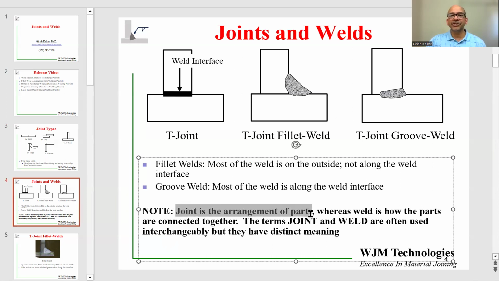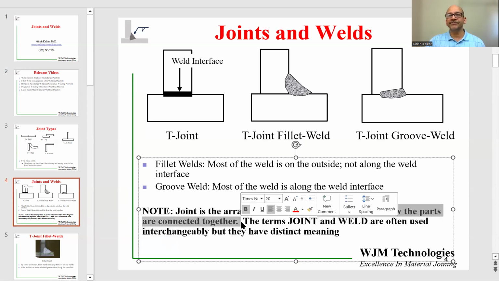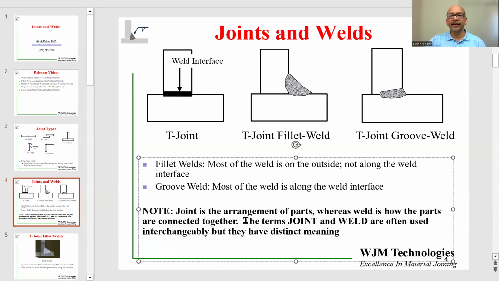A joint is just the arrangement of the parts. The joint is how the parts are coming together, whereas the weld is how the parts are going to be connected together. So that is the difference between the joint and a weld. Unfortunately, a lot of times the terms joint and weld are often used interchangeably, and that can cause some confusion. So one of the main things I would like you to remember from this video is this distinction between joints and welds.